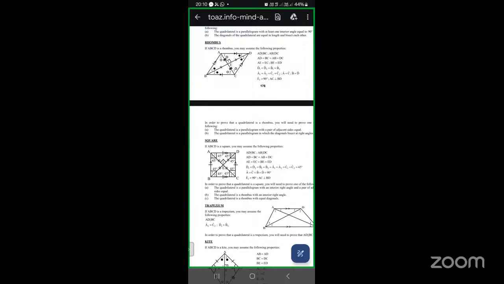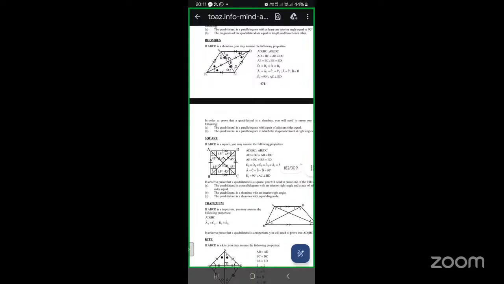Angle A will be 90 degrees. Angle D will be 90. C and B will also be 90. Otherwise, it's the same as the rhombus. Even the intersection of the diagonals will be a right angle.